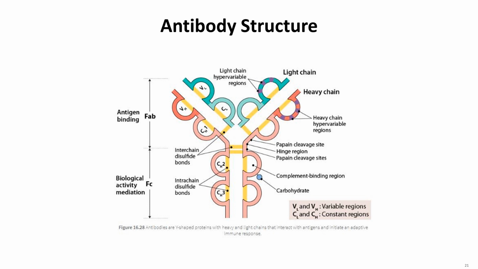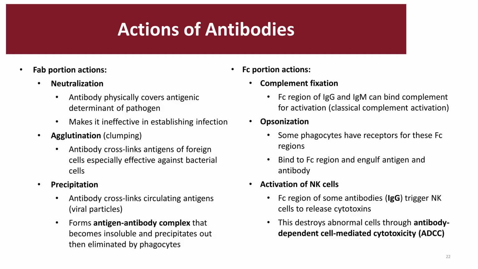This is another cartoon visual of the antibody structure, showing you the hinge region, the disulfide bond, the arm region, the variable region, and then the Fc region, the constant stem region. Actions of the antibodies. The FAB portion has these three functions. First of all, neutralization occurs when an antibody physically covers over the antigenic determinant of a pathogen and then renders it completely ineffective. Agglutination, which is clumping.